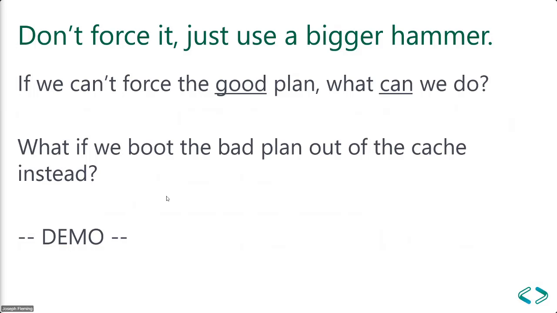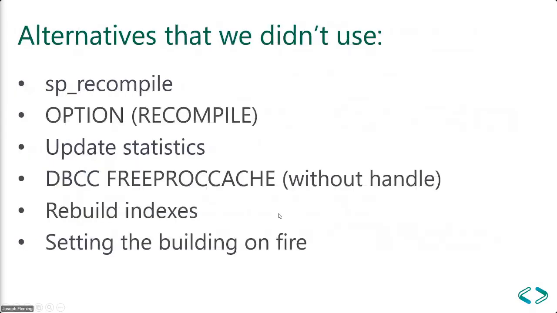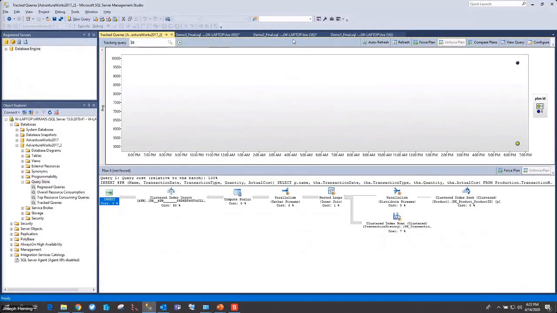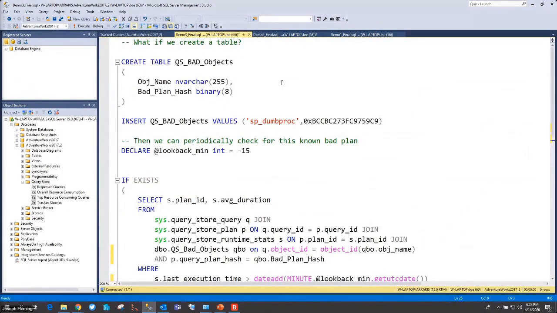So if we can't force the good plan, we fall back on a wise procedure that my dad always used to say, and that is, you don't force it, you just use a bigger hammer. So we can't force the good plan, but we could boot the bad plan out of the cache, right? So let's take a look at potentially doing that.